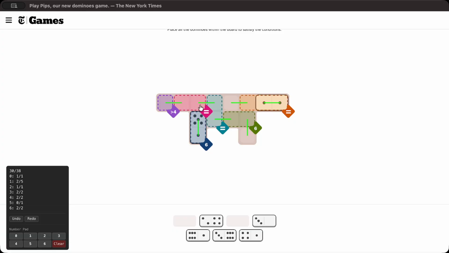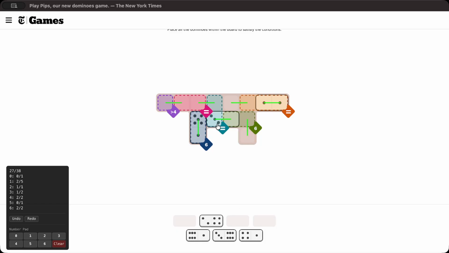How many blanks do we have? We have 1 blank. So the blank, where can the blank go? The blank can't go in the equals. The blank can't go in one of these. The blank can't go in the greater than 4. The blank can't go here. So does that mean the blank has to go... It looks like the blank has to go, I believe, in this space or in this space.